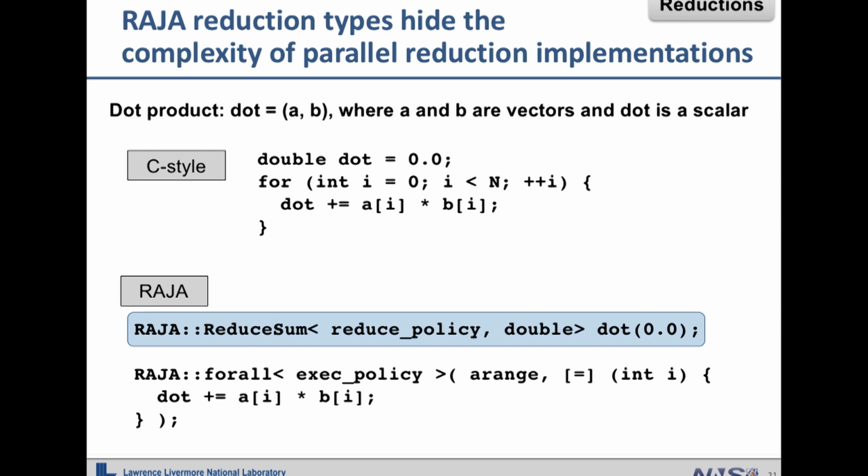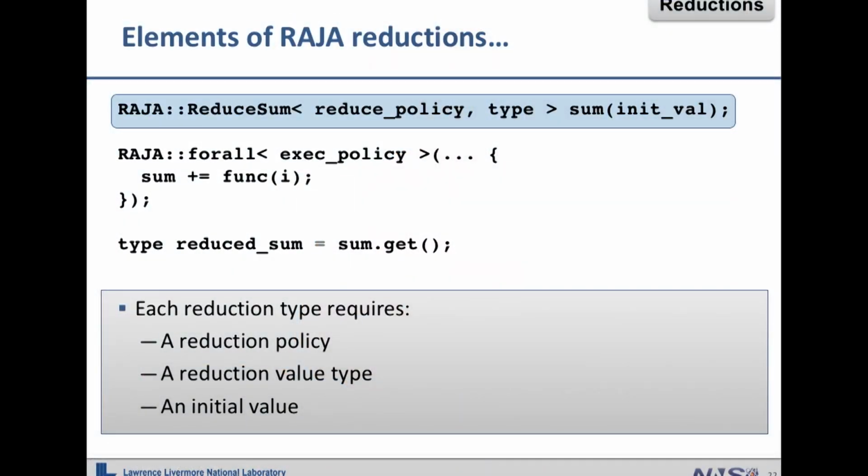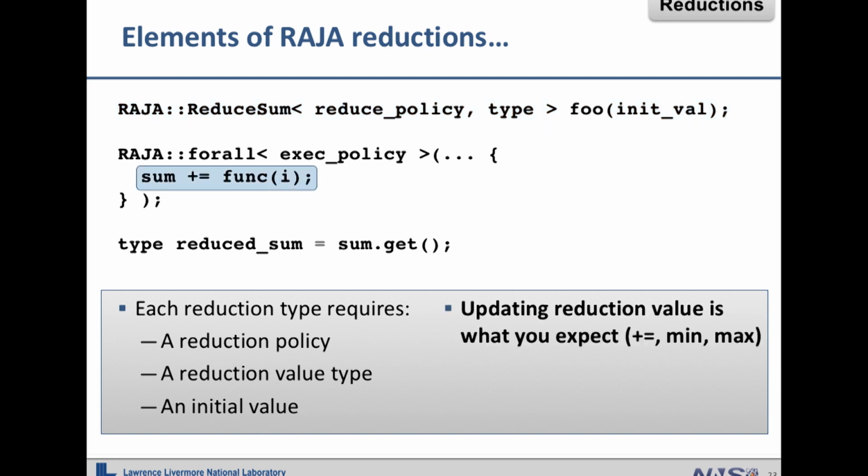And you can use that just like you would a normal scalar variable, but perform the reduction into it, and the object hides all the reduction mechanics and ensures that it's correct regardless of where you're running. So each reduction requires a policy, so that tells us how we should be reducing things, the type of the value, like a float, a double, or integer, as well as an initial value. And for each of these reduction objects, the way you would update the reduction value is what you would expect. So for sums, you can use plus equals. For min or max reductions, we have a min and a max function.